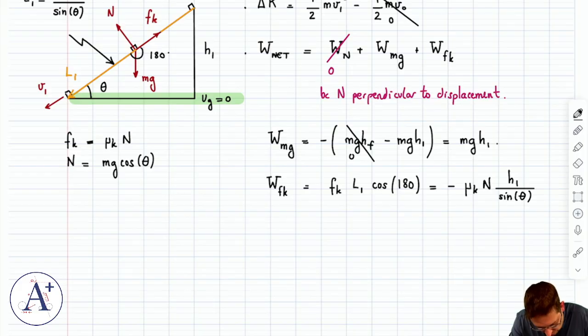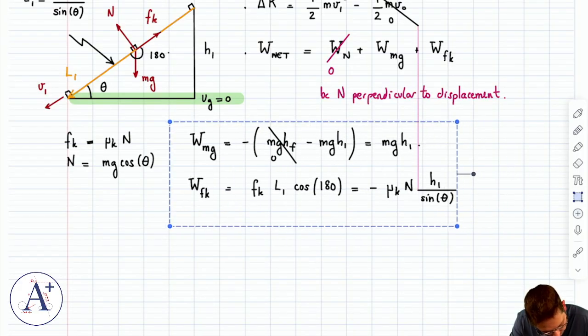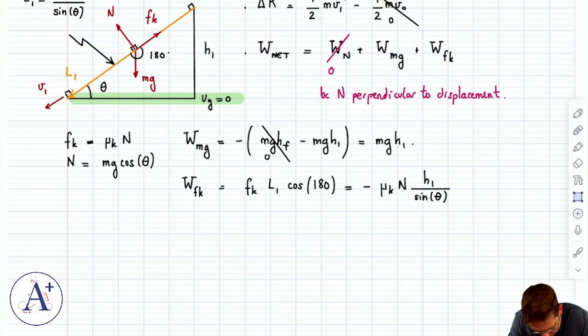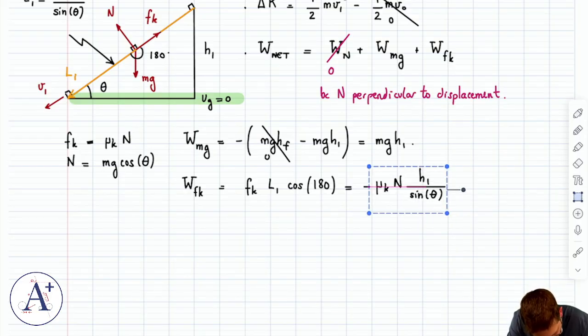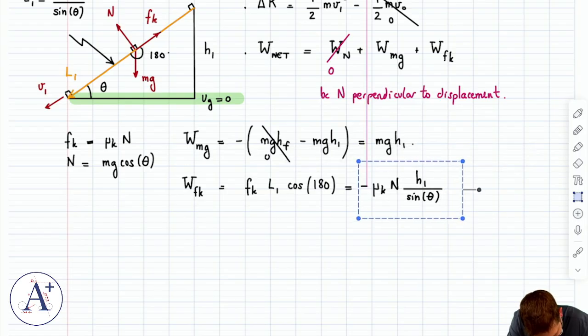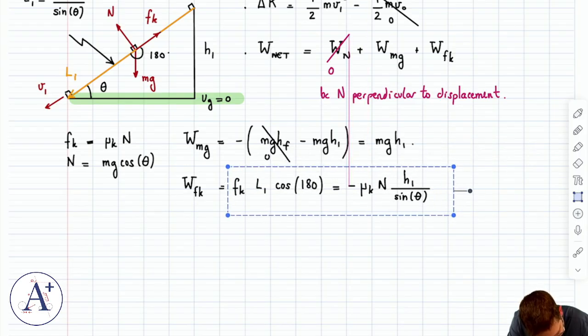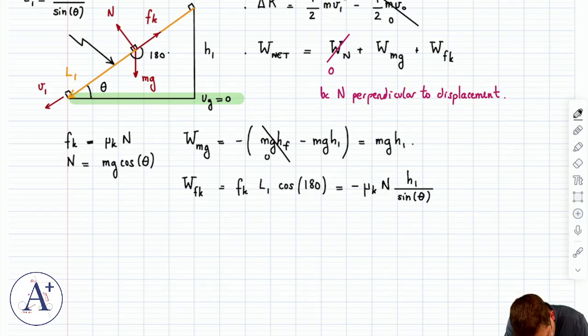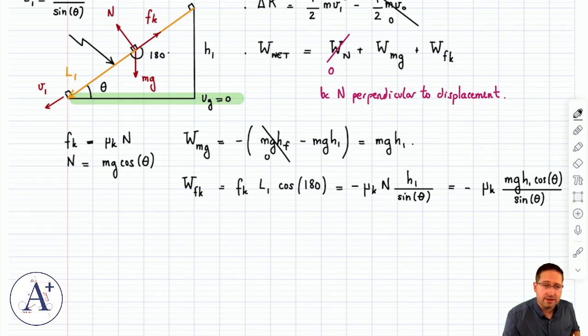Let me move this over so that we have enough room to rewrite the work done by kinetic friction. It is going to be minus mu k mg h1 cosine theta over sine theta. Or if you prefer, 1 over tan theta, that's fine too. But that's the work done by Fk.